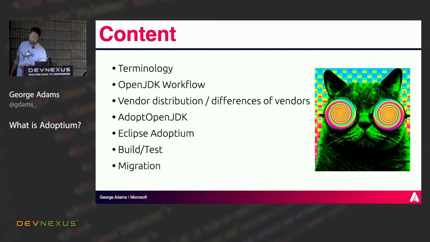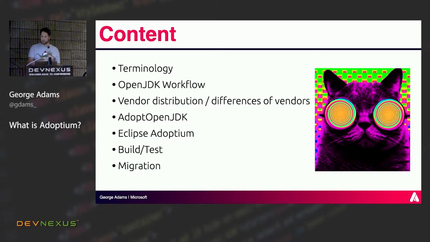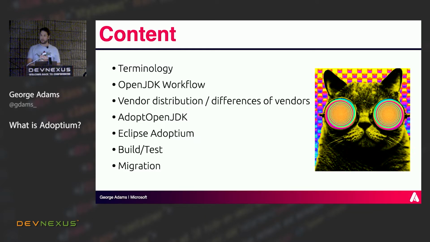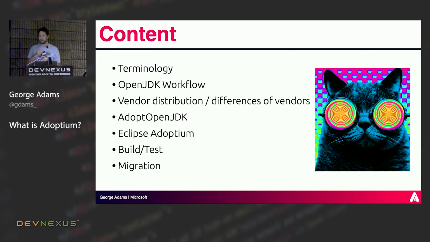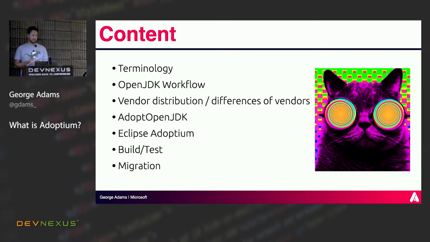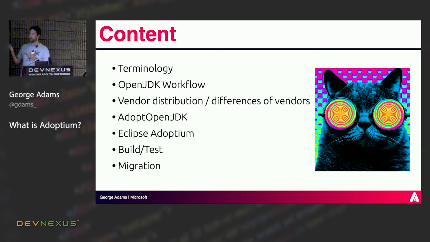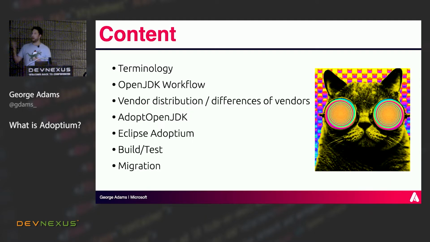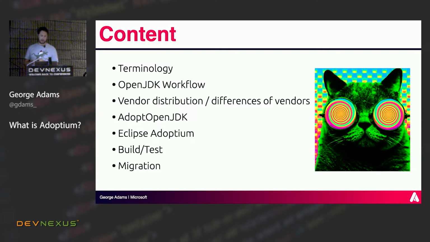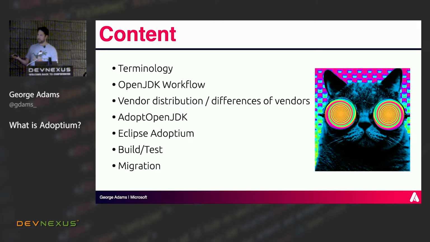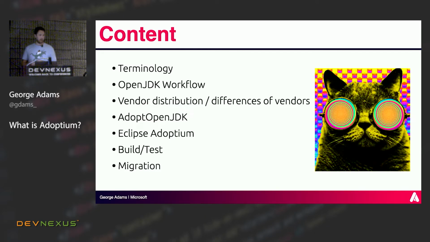So content-wise, we're going to do a little bit of terminology, talk about the OpenJDK workflow, talk about the differences between vendors, hopefully find out a bit more about what you two are using. We're then going to cover AdoptOpenJDK and its history, the move to the Eclipse Foundation, and then just briefly talk about build and test and the migration path.